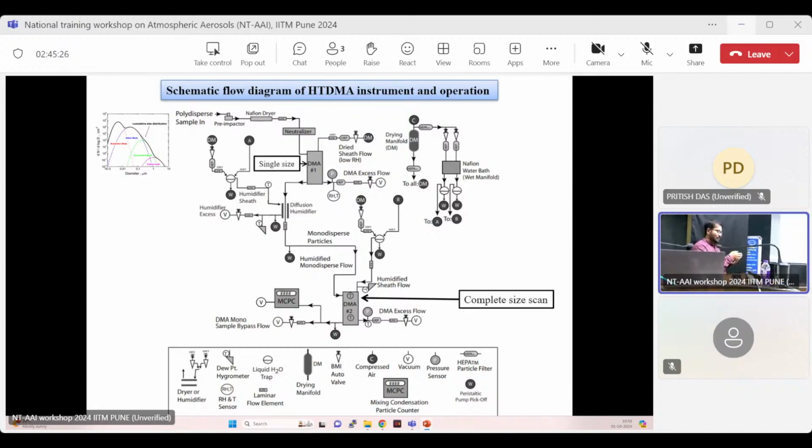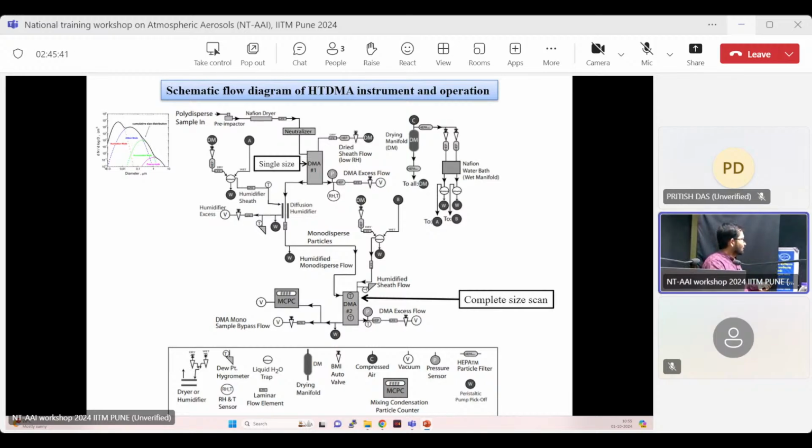So the RH we can control starting from 20% up to 93 to 98%, depending on which type of humidifier you're using. So we have that flexibility, so we can study how it is growing at different RH exposure.